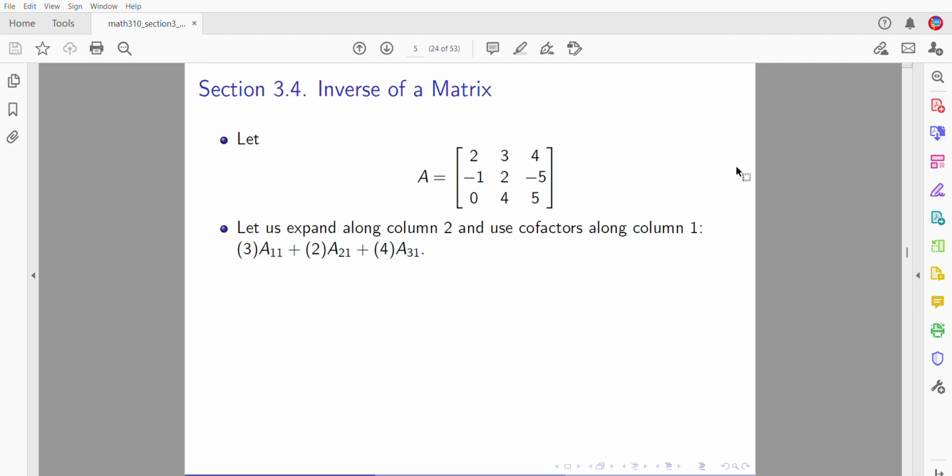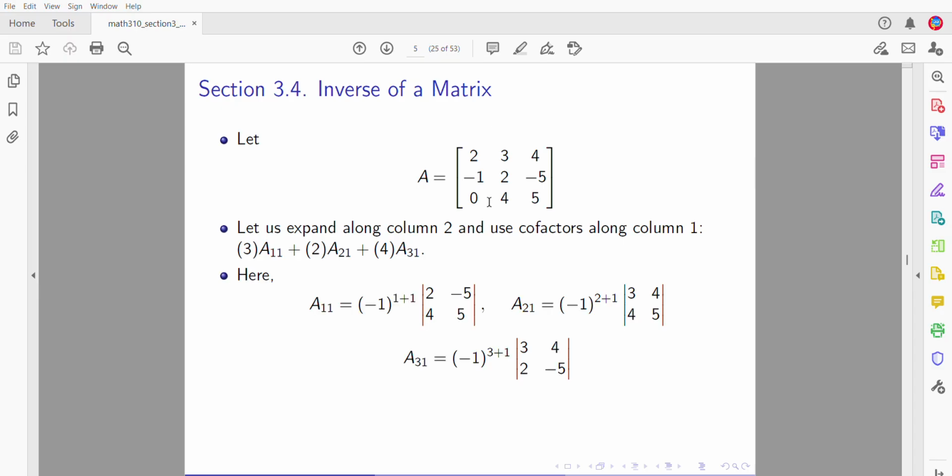So let's try with columns. Suppose I'm expanding along column 2, so I'm using 3, 2, 4, but cofactors along column 1. Okay, so this is the A11 cofactor, this is the A21 cofactor, this is the A31 cofactor.